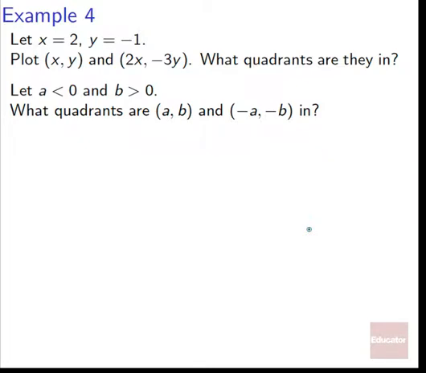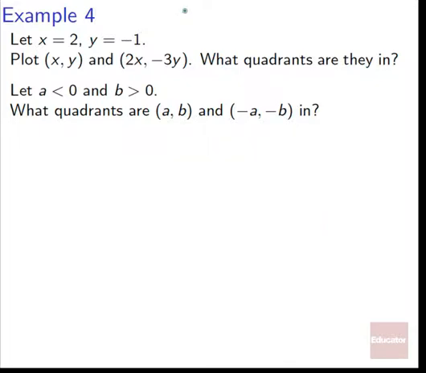Now we want to plot the points x, y and 2x, -3y. And we also want to say what quadrants they're in. Then after we do that, we'll say that a is less than 0 and b is greater than 0, and then we need to say the quadrants of a, b and -a, -b. So first off, let's do plotting the x, y and 2x, -3y.